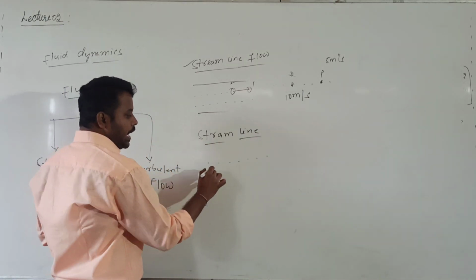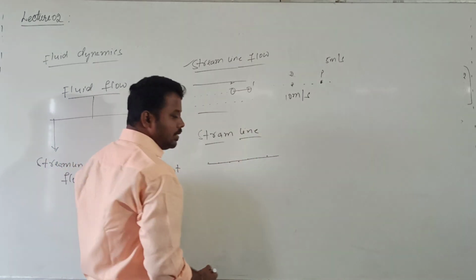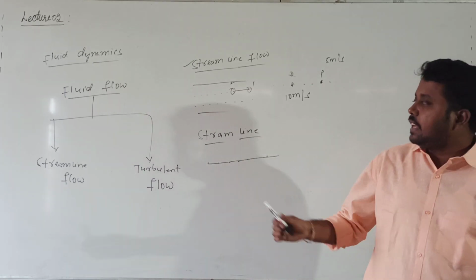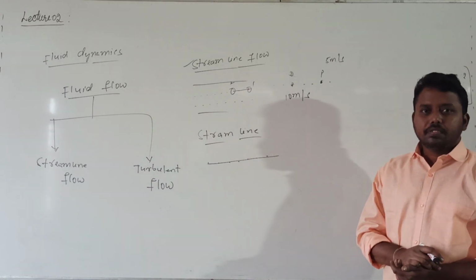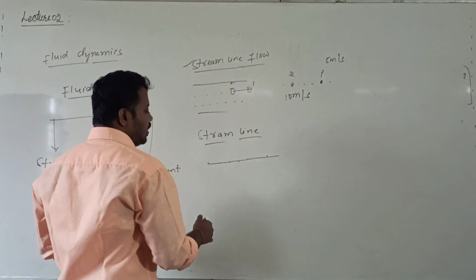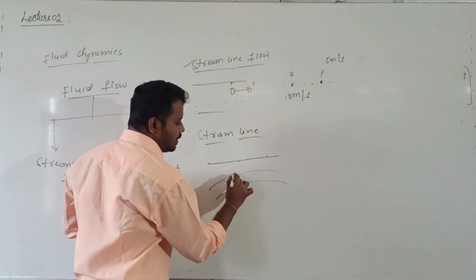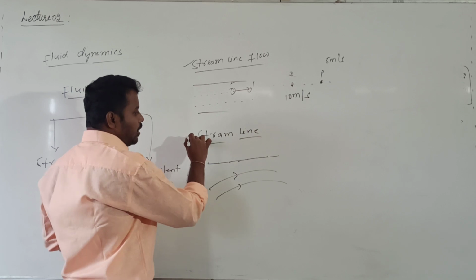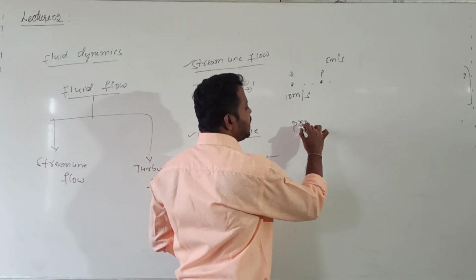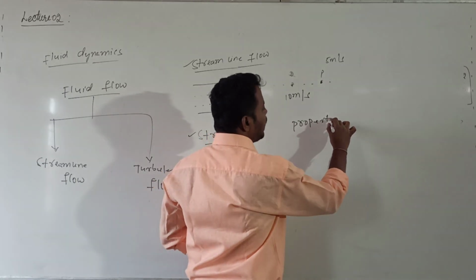For example, if I draw a line joining all these particles, the path followed by the particles, this line is called a streamline. This streamline may not always be a straight line; it may also be a curved line. Regarding these streamlines, the properties are very important. You will study this in a later subject. What are the properties of a streamline?